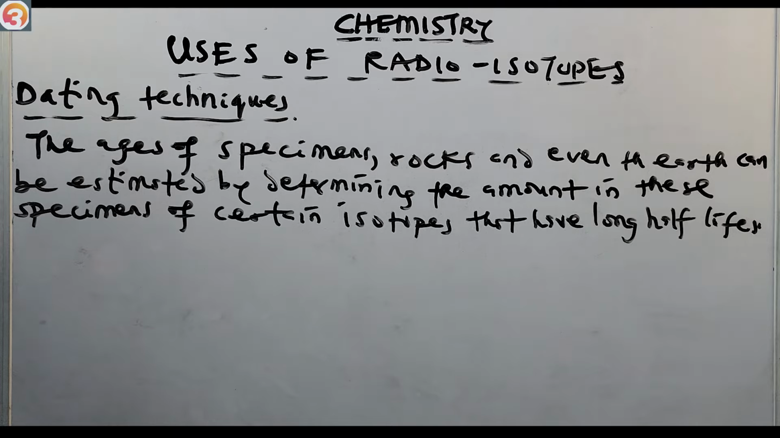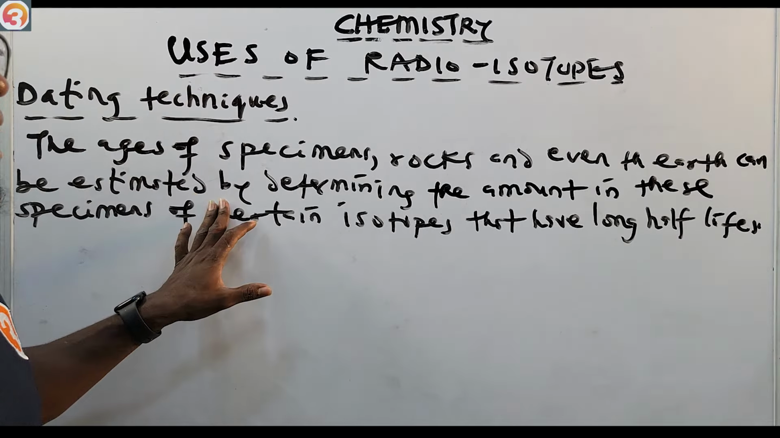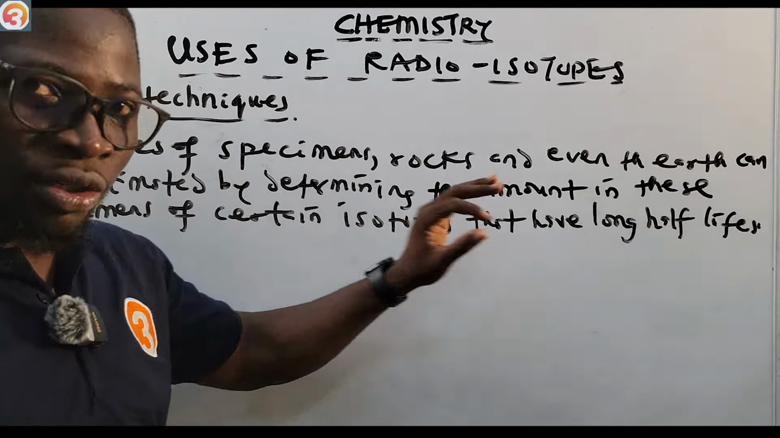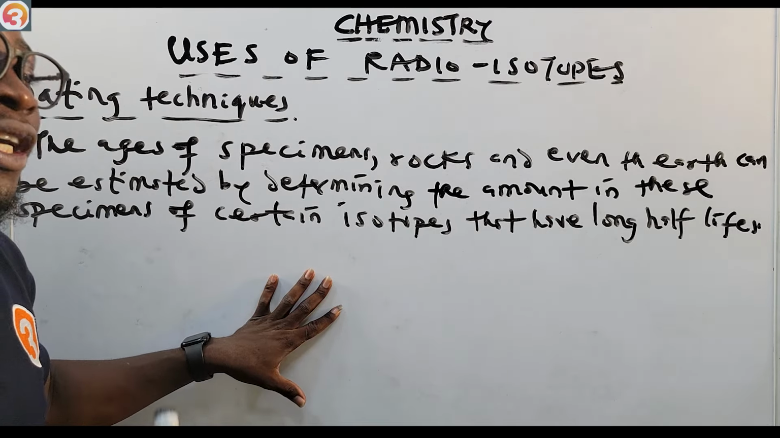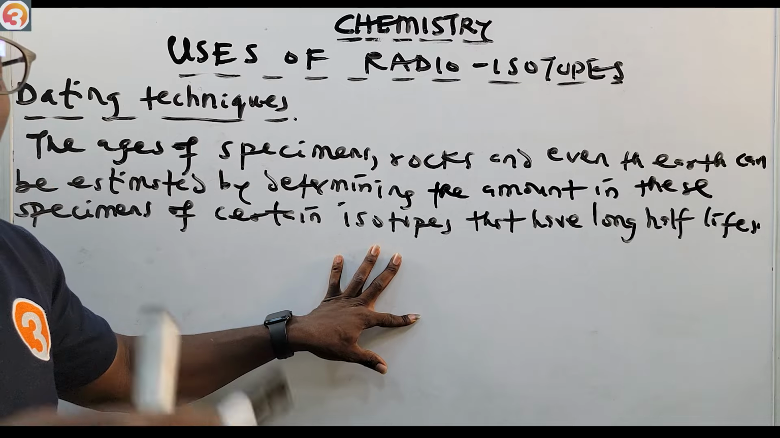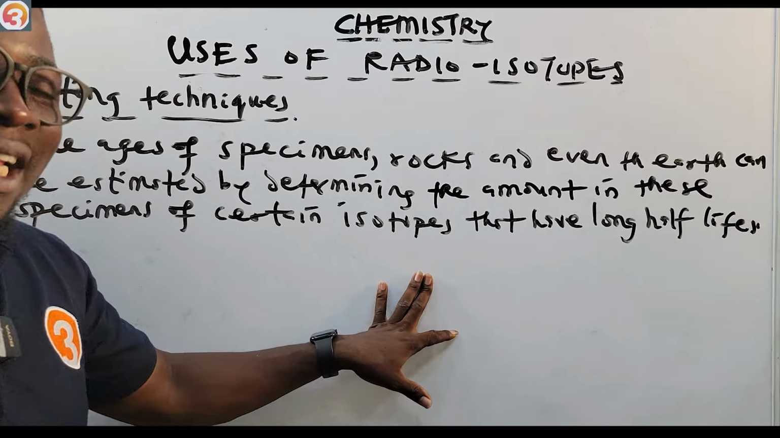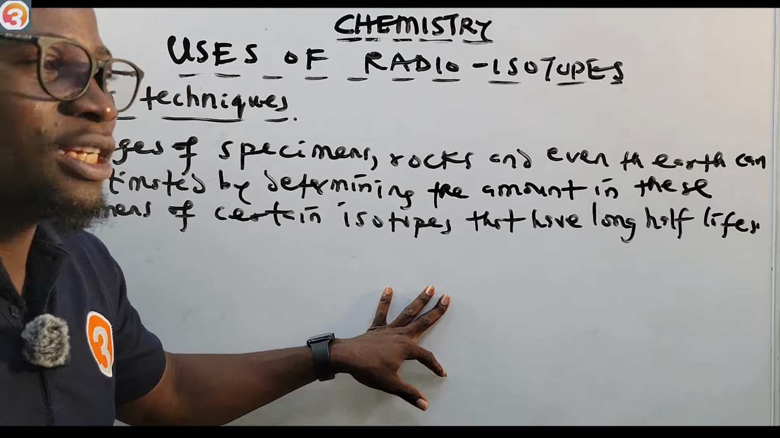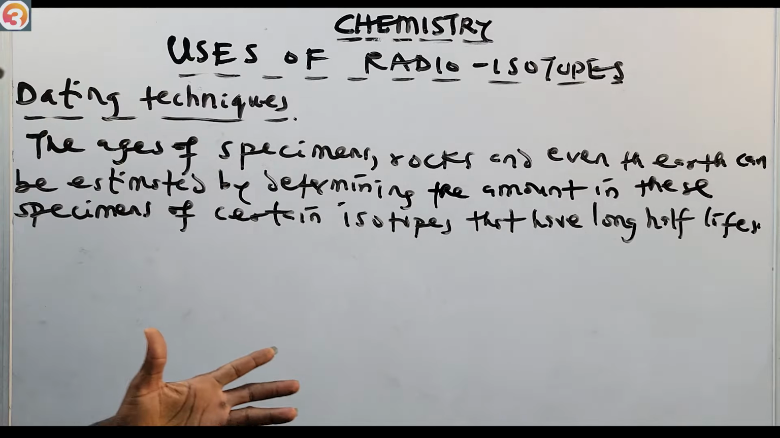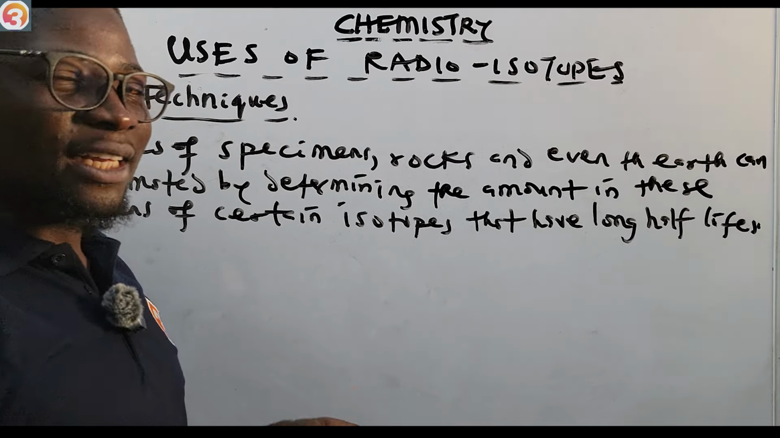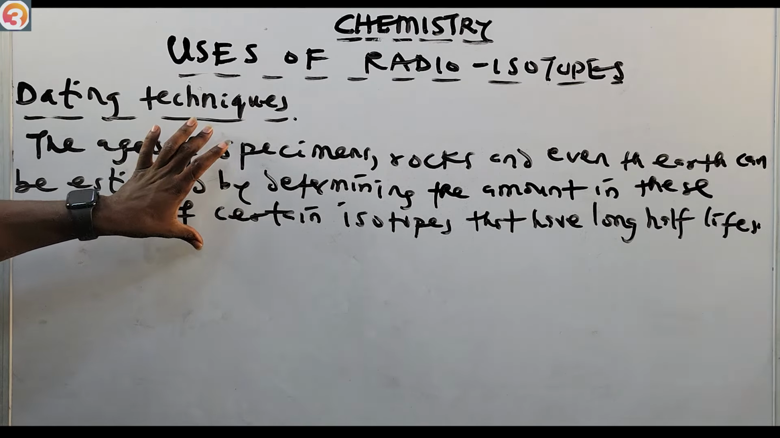The ages of specimens can be estimated by determining the amount of certain isotopes in the specimens. There are some isotopes for which we know how long they have existed. So if we see those isotopes in those specimens, we can use them to estimate or determine how long the specimens have lived. So dating techniques are very, very useful.